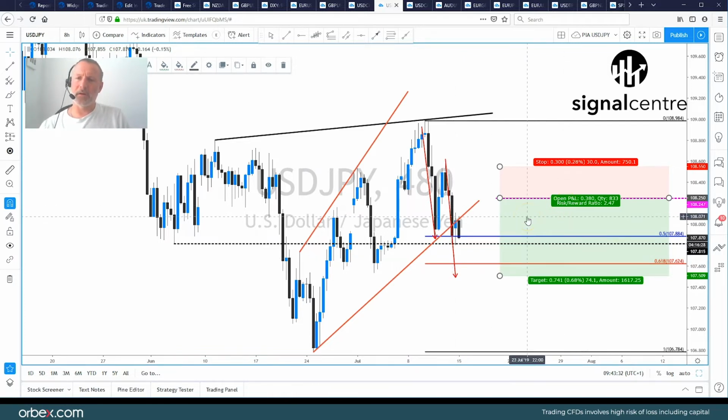108.25 is our resistance level. So again, pretty poor to sell the dollar at current levels. So we're looking at selling into rallies. Targets here, and the stop loss is there.